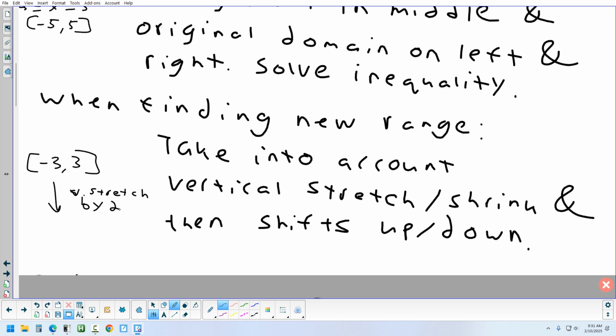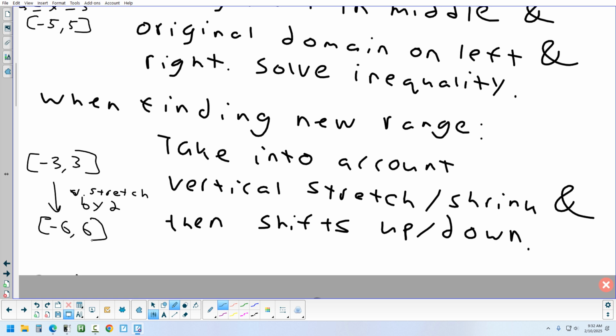Oh, Cole, what do you think? What would be my new range? Negative 5 to 5. So if we go from negative 3 to 3 and we stretch that by a factor of 2, would it be negative 6 to 6? Negative 6 to 6. Yep, good.